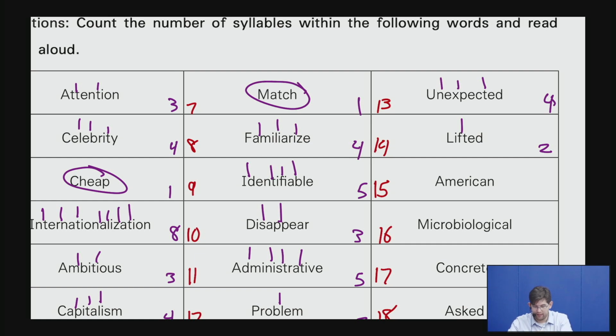Number 15, American. American is a 4-syllable word. Breaks at the A, breaks at the R, breaks at the can. Number 16 is a really long one. Just like our other ones, microbiological. Micro is a break. End of the prefix is a break.